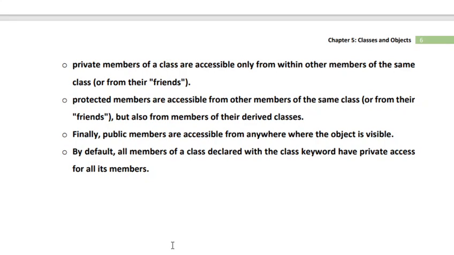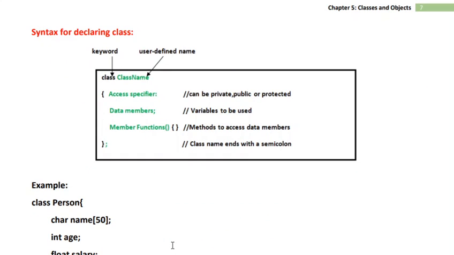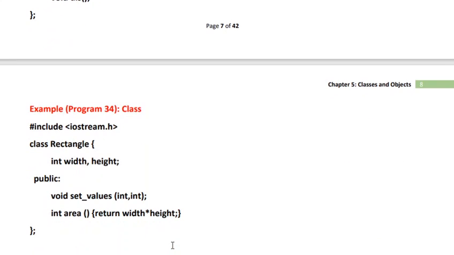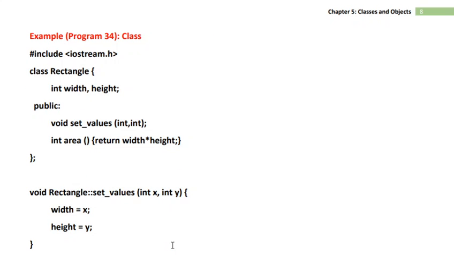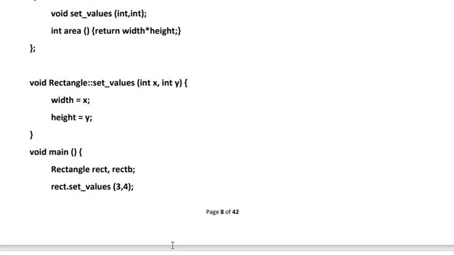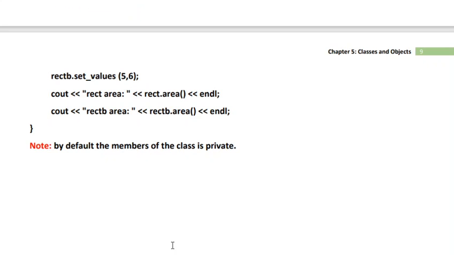We have learned what the private, public, and protected access specifiers are. We have learned how to declare a class and how to declare objects of the class, and we have tried to understand class with the help of an example where we determine the area of a rectangle using the object. So in the next class, we'll be learning about the access specifiers.